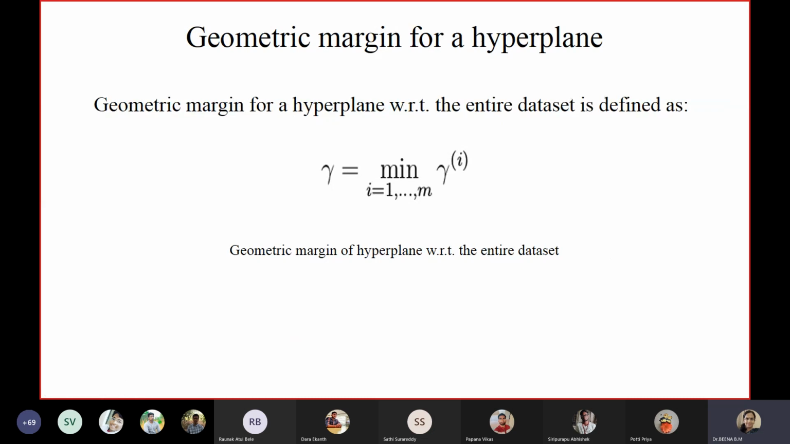And the geometric margin for a hyperplane for the entire data set. Here gamma value should be low, right? I said gamma value should be low in order to classify the data points into proper classes. So the gamma value should be minimum for all the samples for the entire data set.